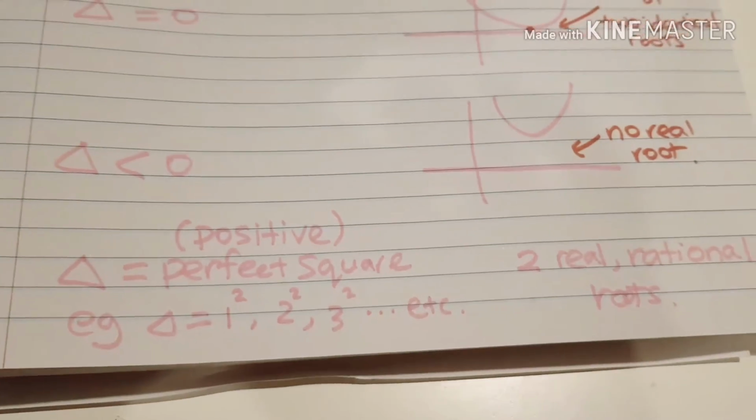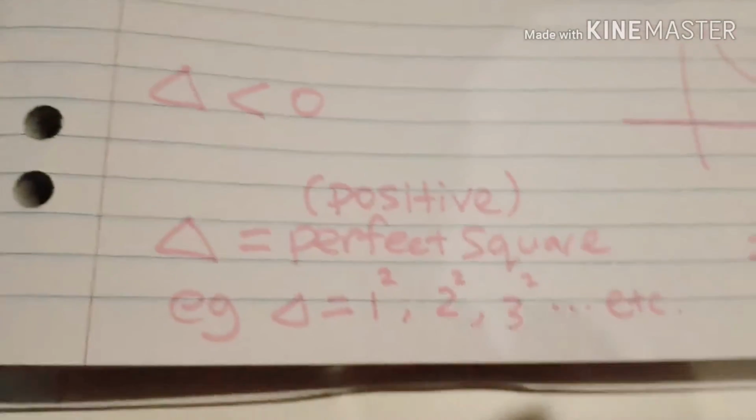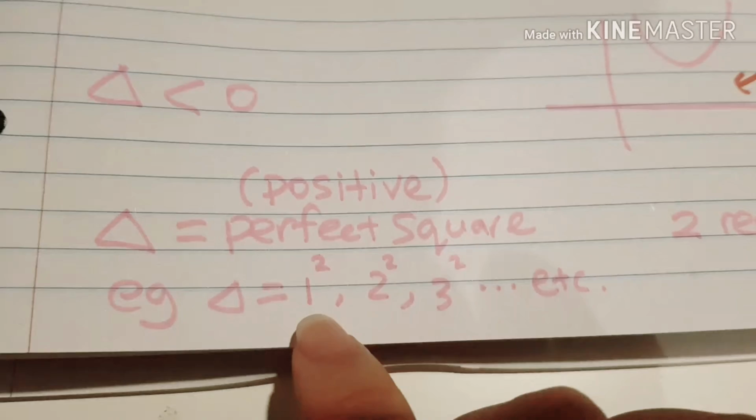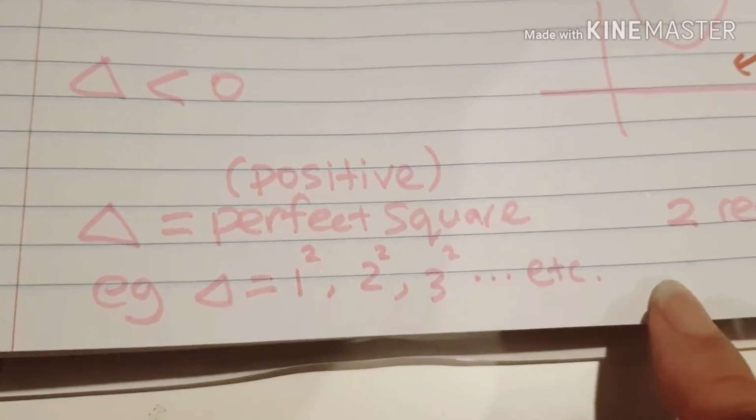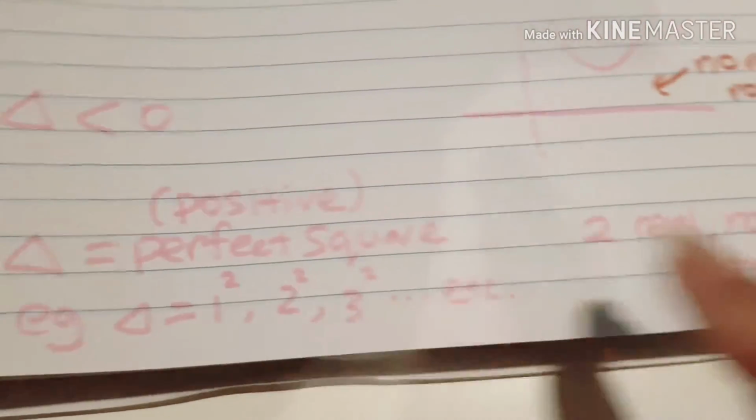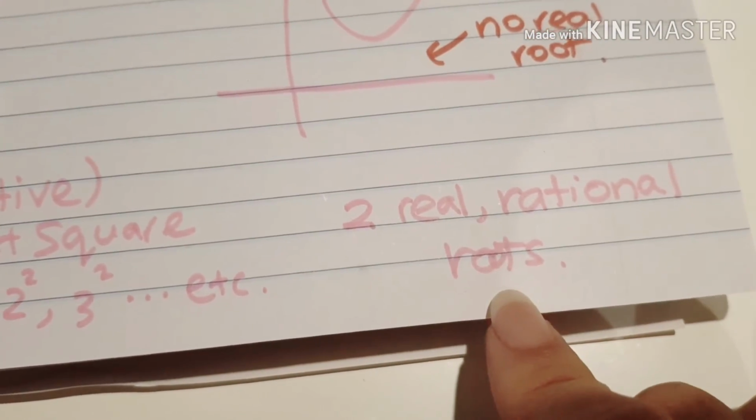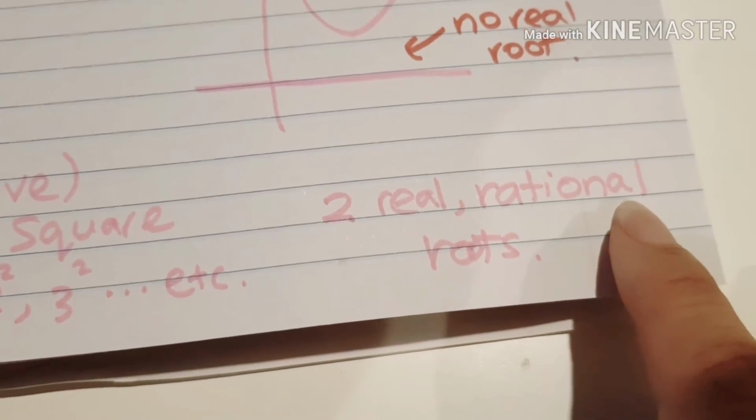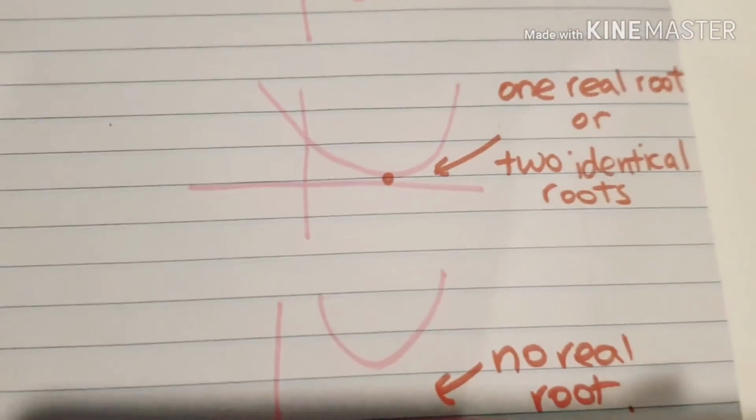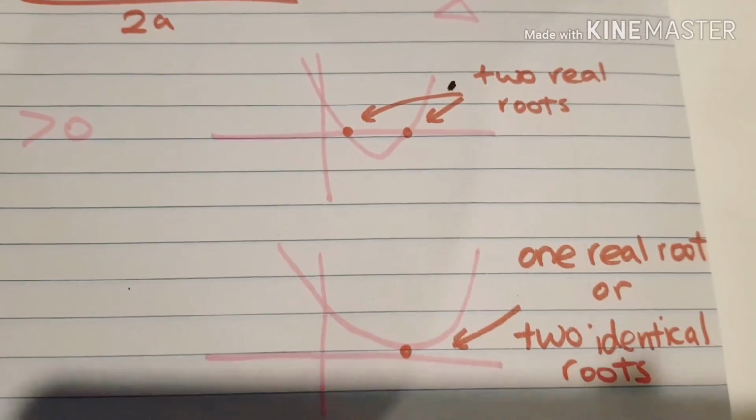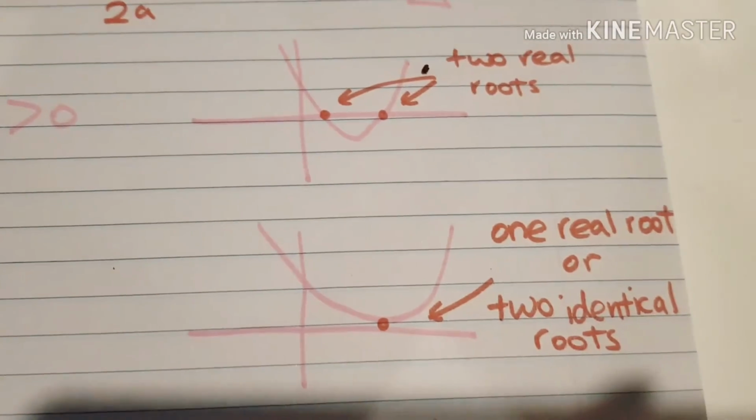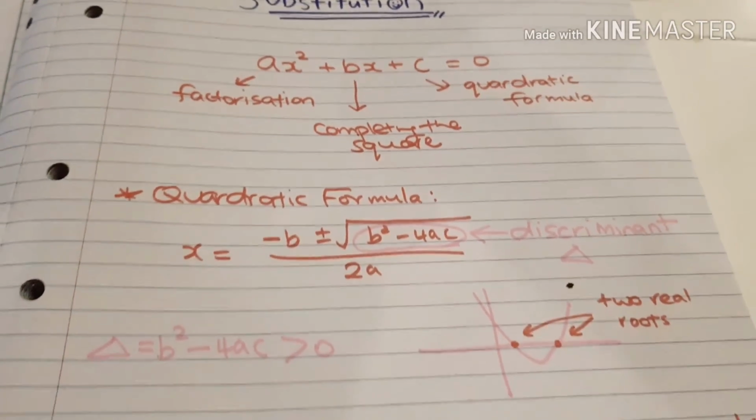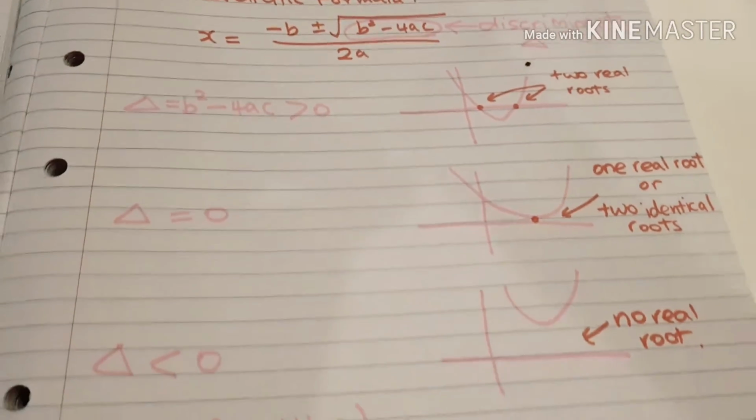And lastly, when the discriminant is a perfect square, it has to always be positive, because a perfect square is 1 squared, 2 squared, 3 squared, and so on. That means I do have two real roots, however, they're going to be rational. So you have to write the word rational. Whereas all the other ones over here are irrational real roots. Okay, now this is the end of the revision from previous lessons.